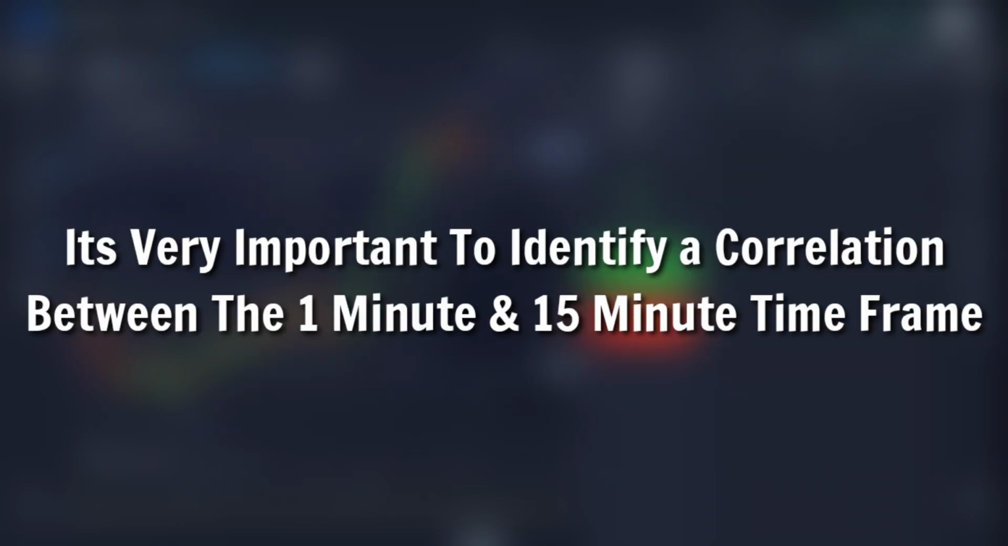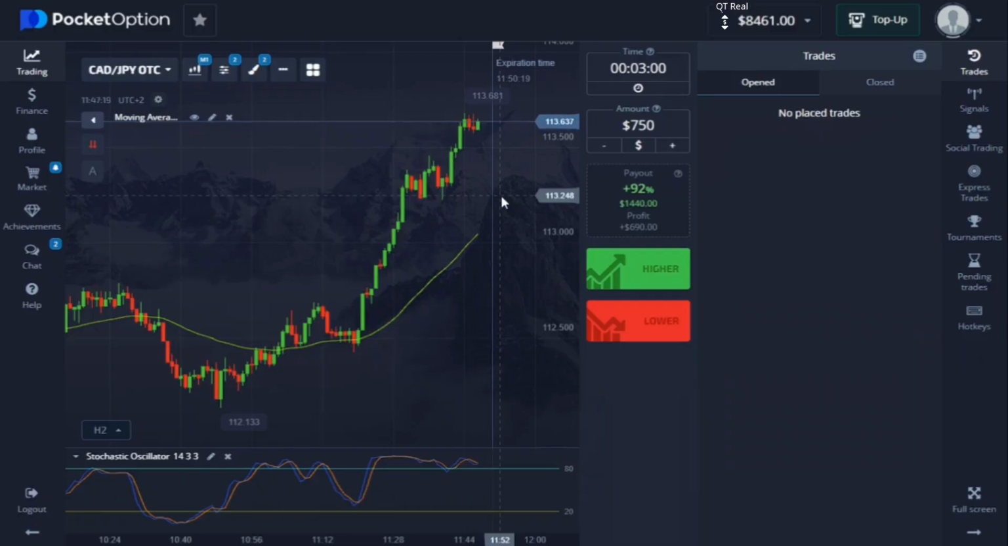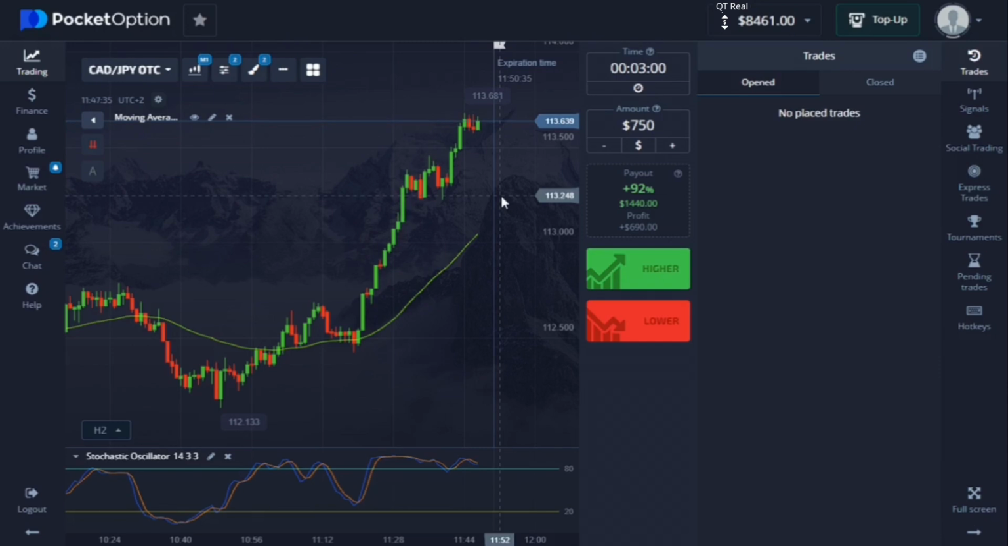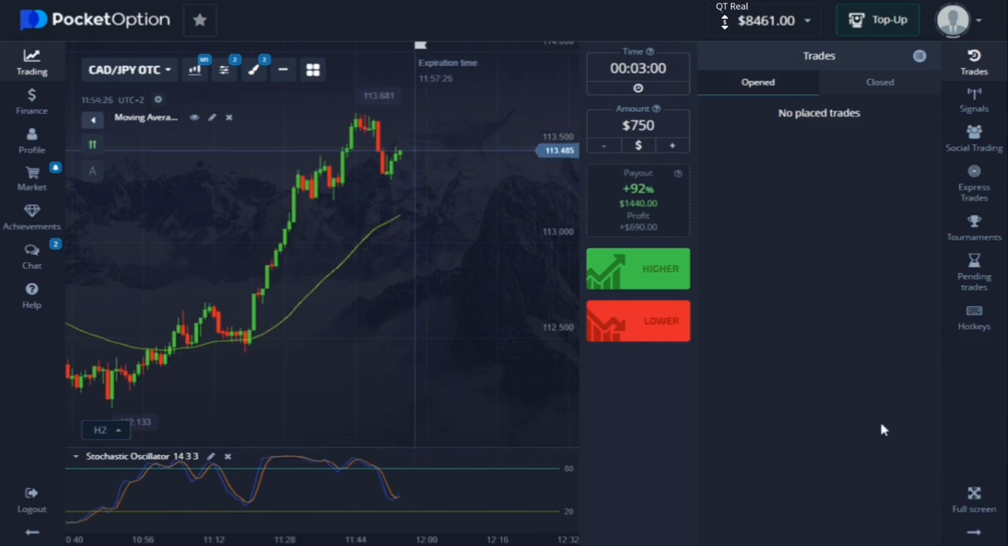So it's very important that we see confluence, that correlation between the 15-minute and the 1 minute time frame. This is where the very first confirmation comes into play. We obviously know that the price is moving towards the upside on the 15-minute time frame. We need to see that same reflection on the 1 minute time frame. We need to see that the price is moving well above the 50 EMA. And in this example, that's clearly the case. So that would be the very first confirmation before opening any sort of trade.